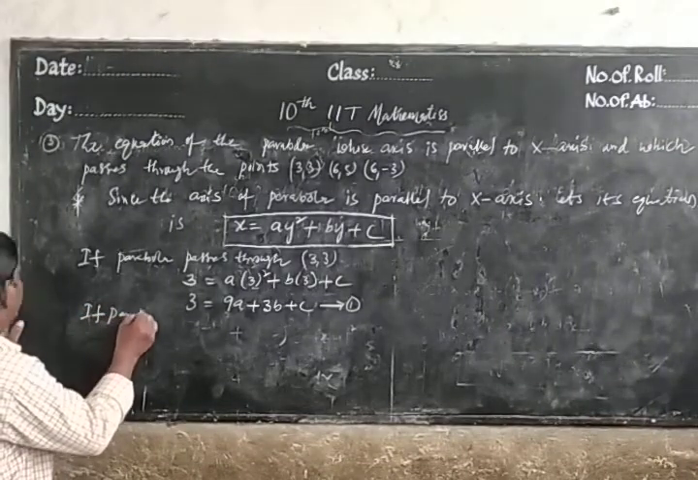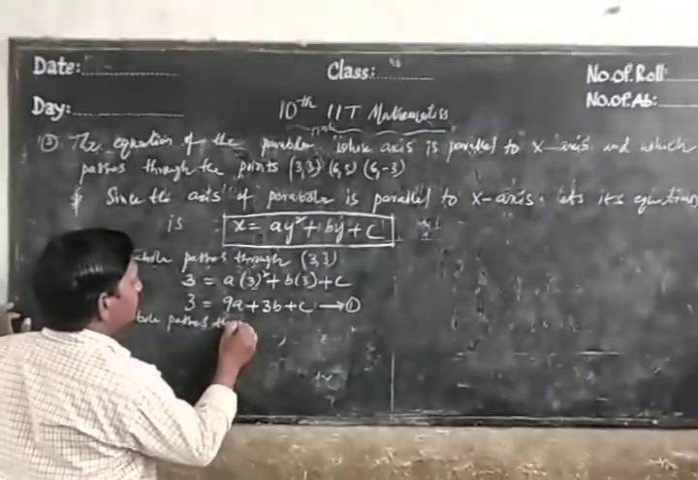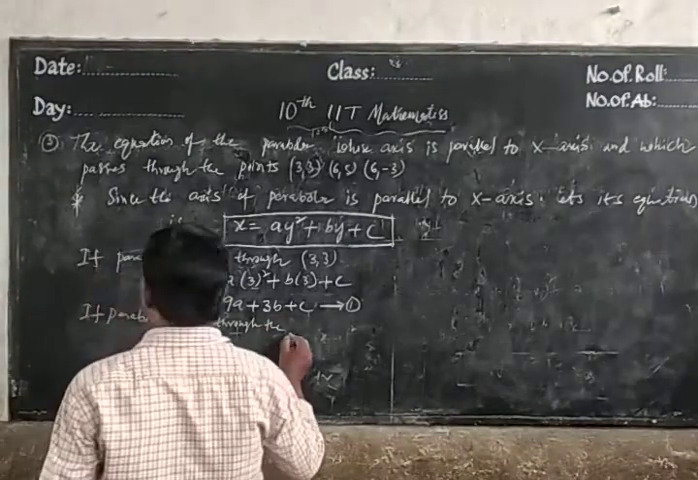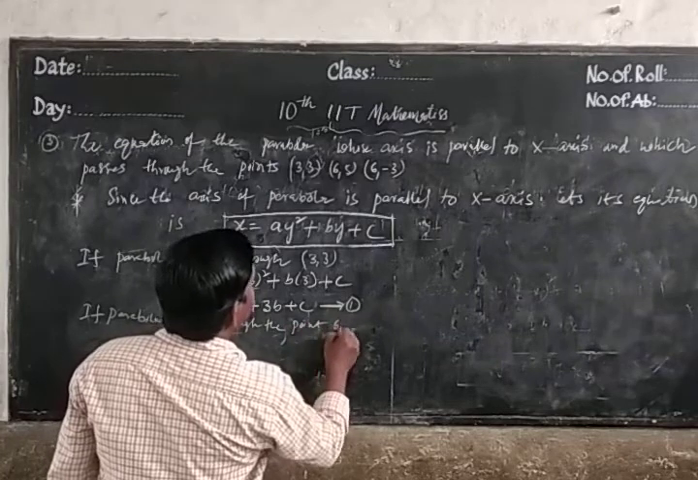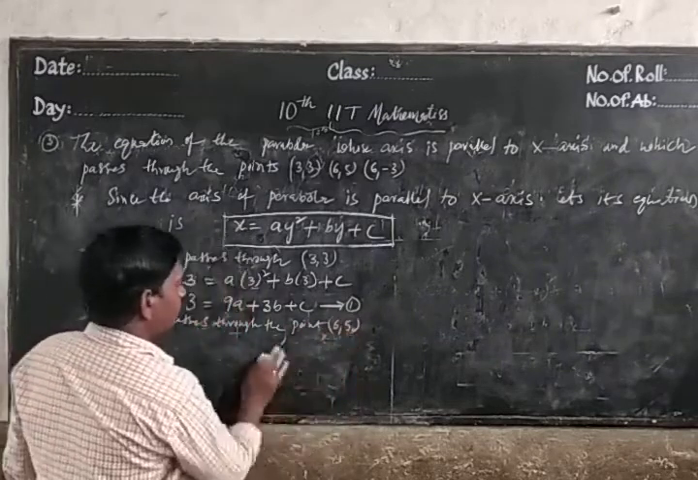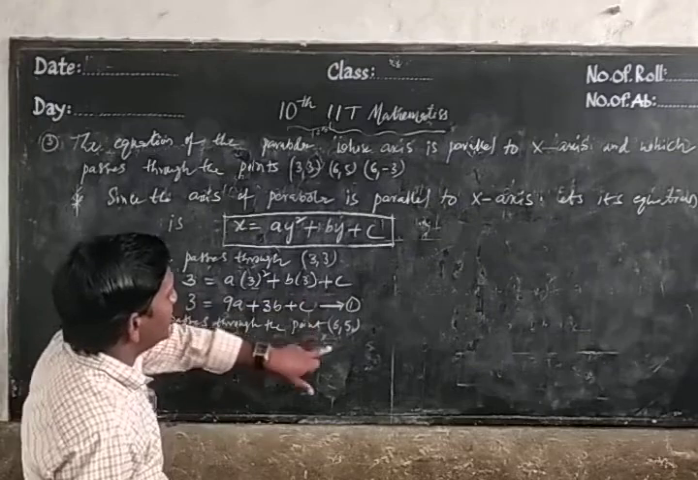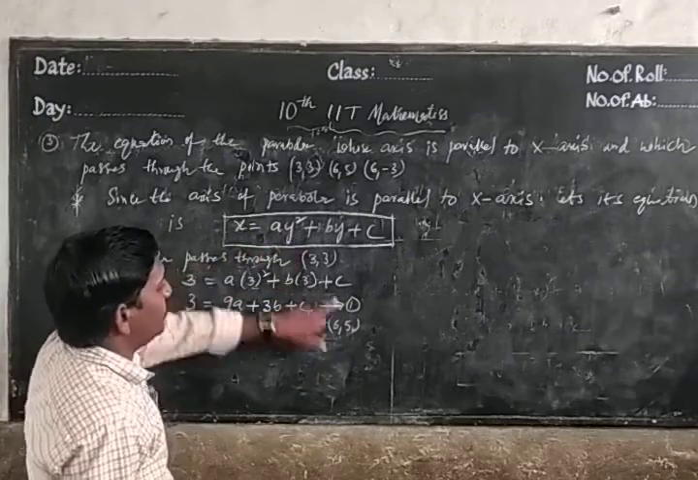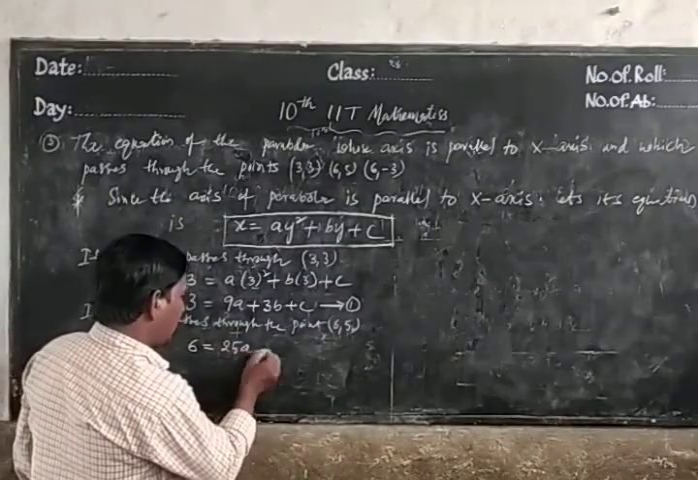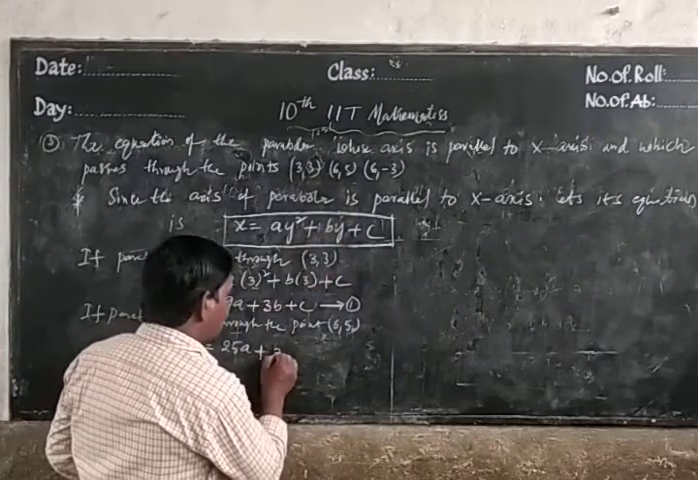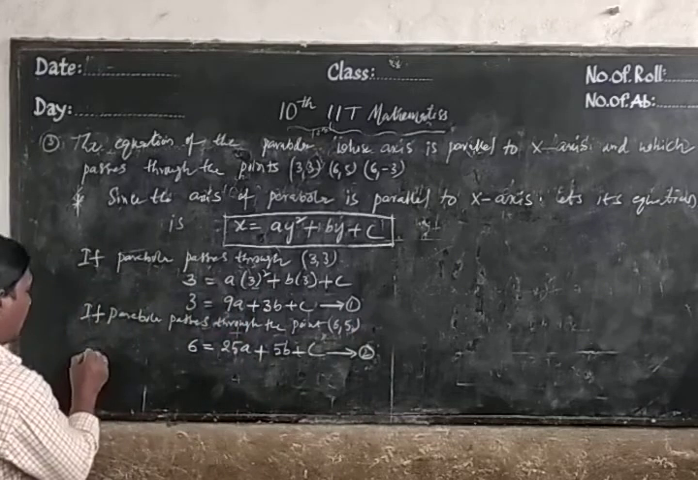If parabola passes through the point (6, 5). Now 6 equal to, substitute 6, 5. a y square, y means 5, that is 25a, plus b y, that means 5b plus c. This is equation 2.